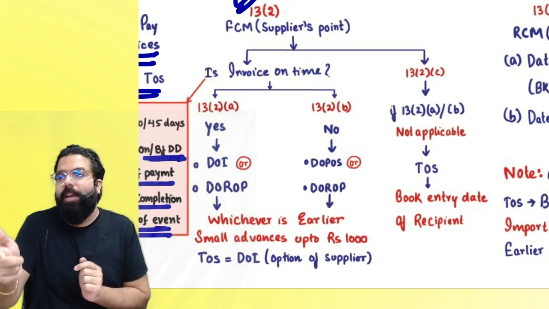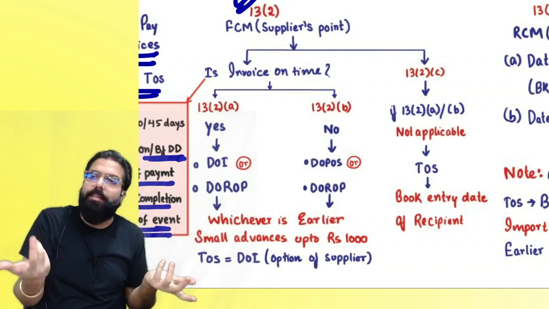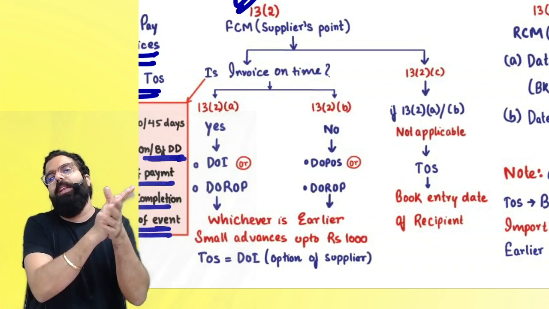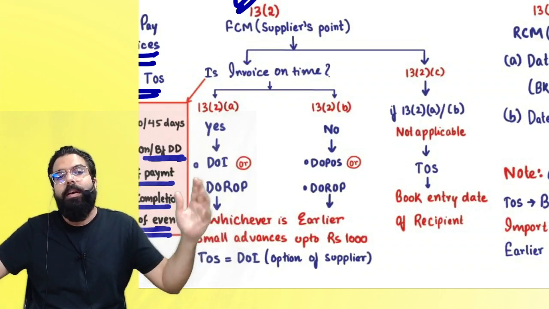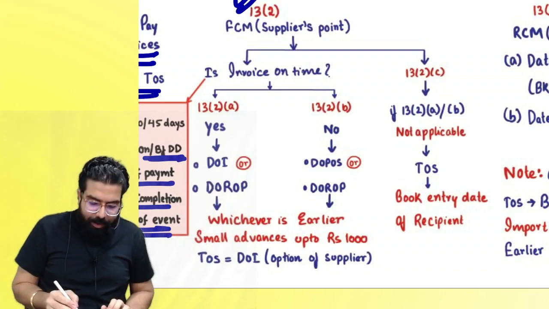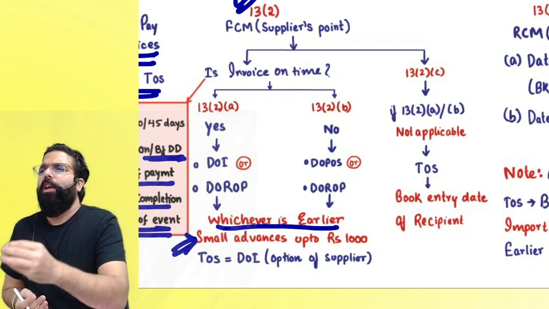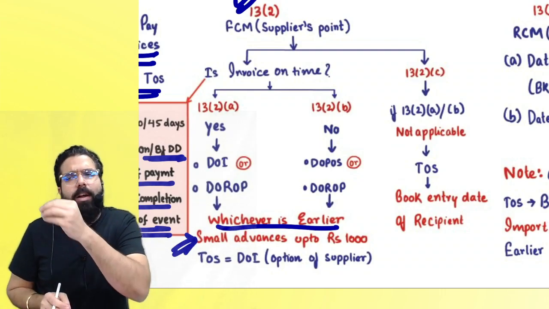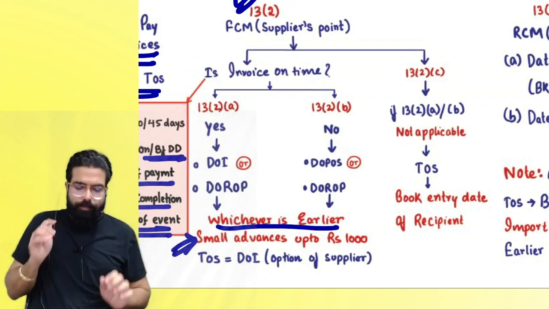Now, if you have raised the invoice on time, then, sir, invoice or payment, whichever is earlier. If invoice is not raised within time, then date of provision of service or date of payment, whichever is earlier. Yes, sir. Sir, in the small advances case, the government went ahead and told it is up to you. You can pay on that advance or you can pay when you raise the invoice with respect to that advance.